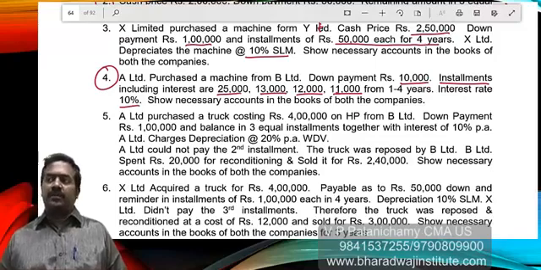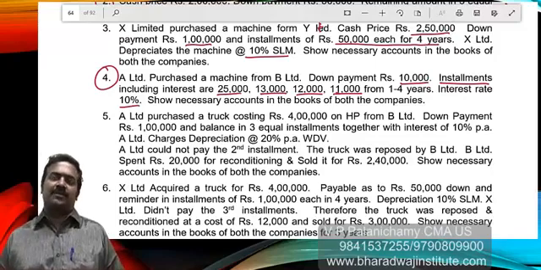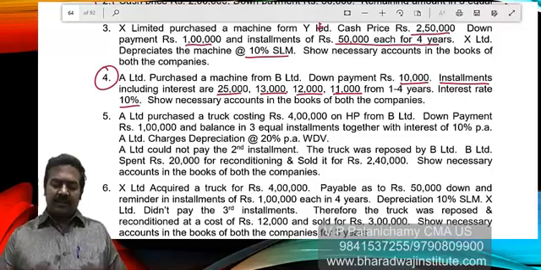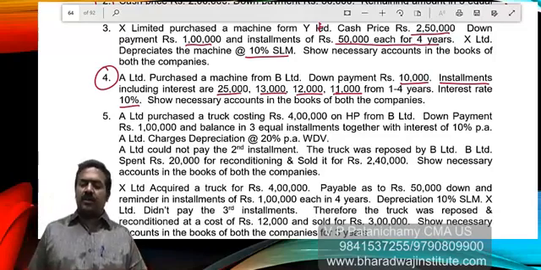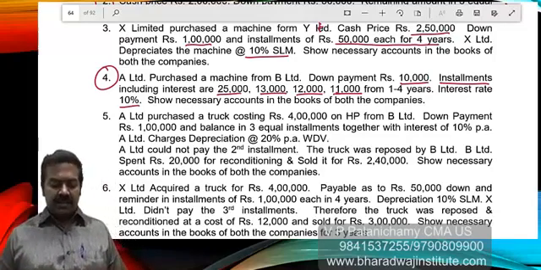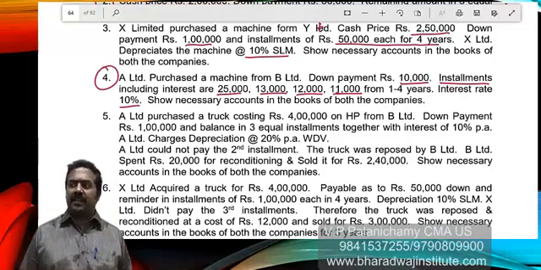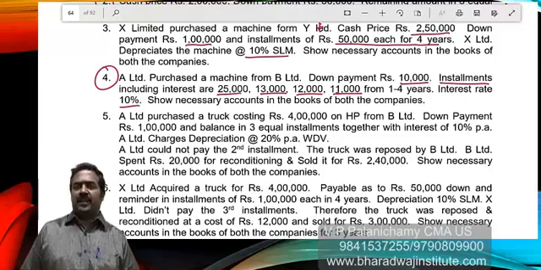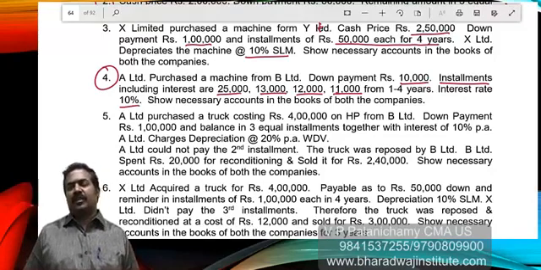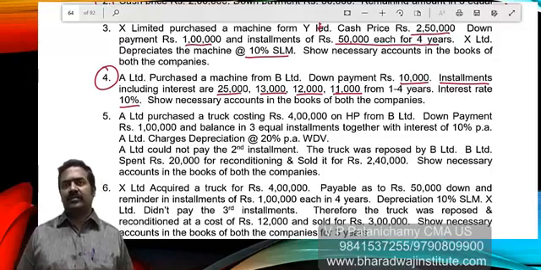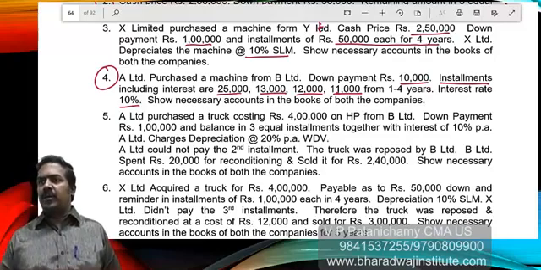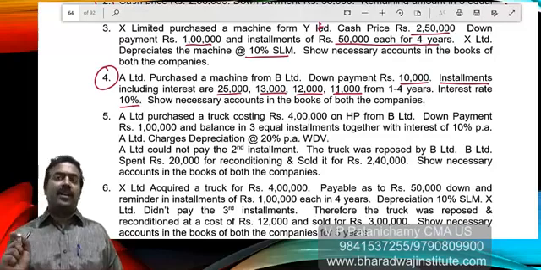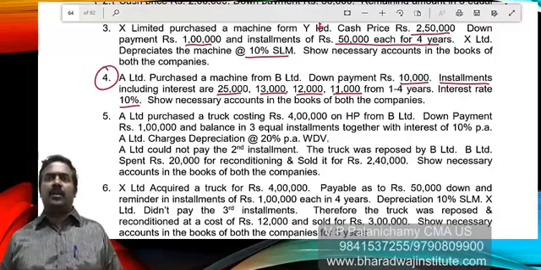What is missing in the problem? Cash price is missing in the problem. We are given installments including interest and the interest rate of 10%, but what is missing is the cash price. What to do? We know cash price plus interest will be the hire purchase price. We know interest will not be a uniform amount.